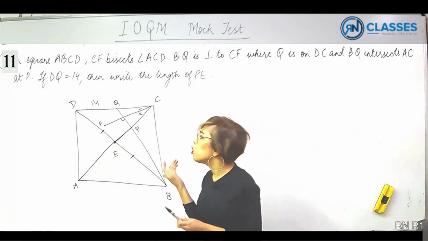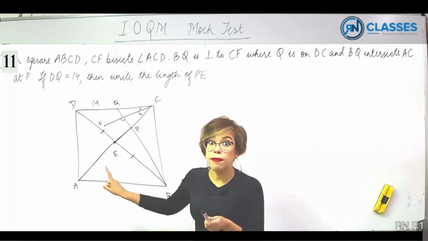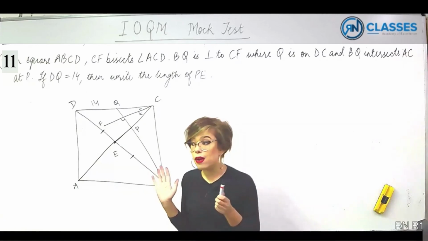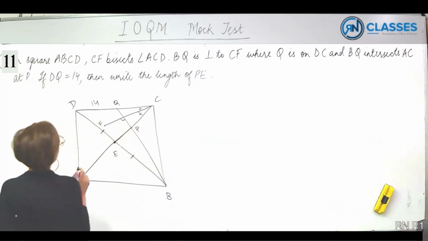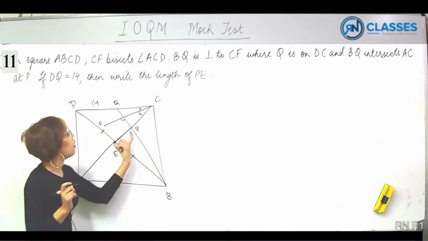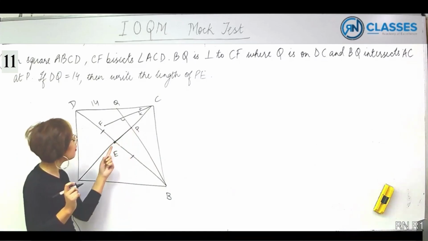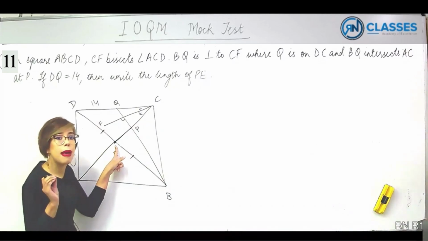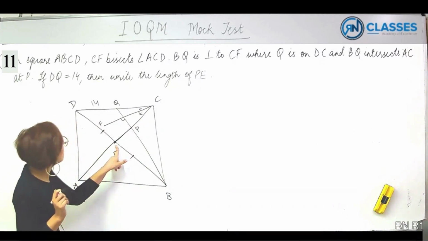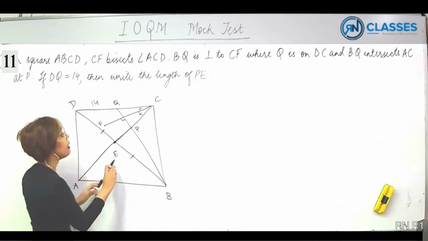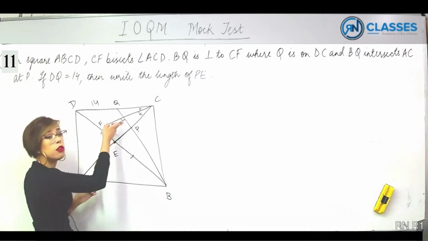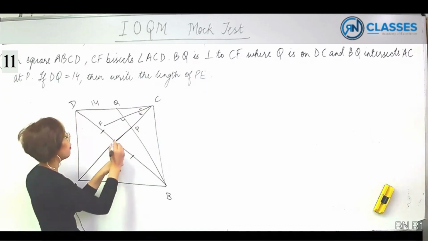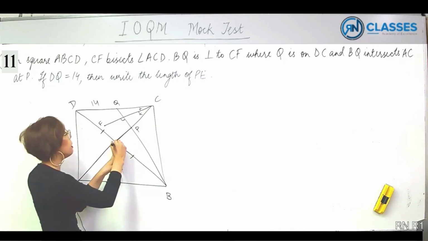Now, if I want to apply the midpoint theorem, I have a midpoint, but I don't have any parallel line, right? So what I can do is, since I want to find out this length, and I have to make use of the fact that E is the midpoint, through here I should have my parallel line. Since I have to make use of this 90 degree, I can draw a line parallel to PQ.